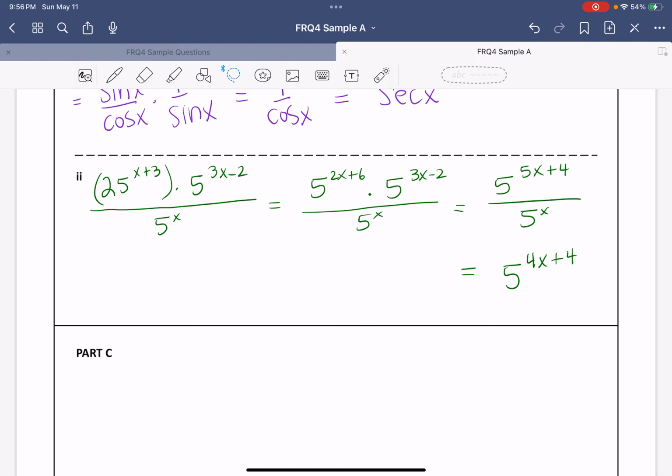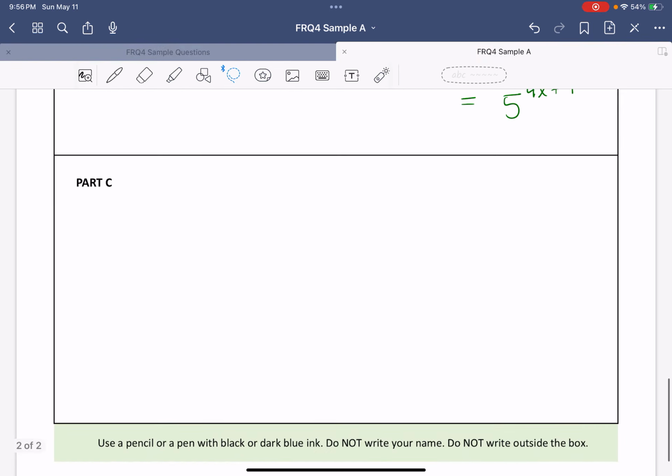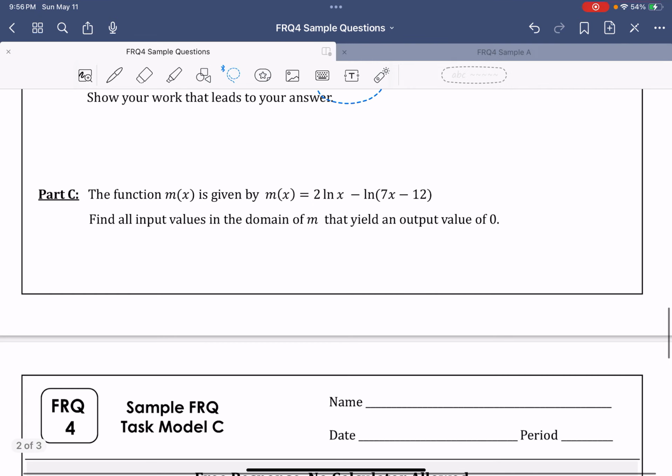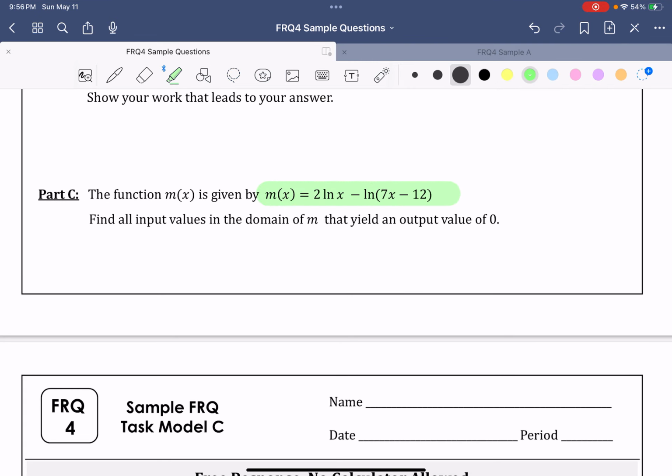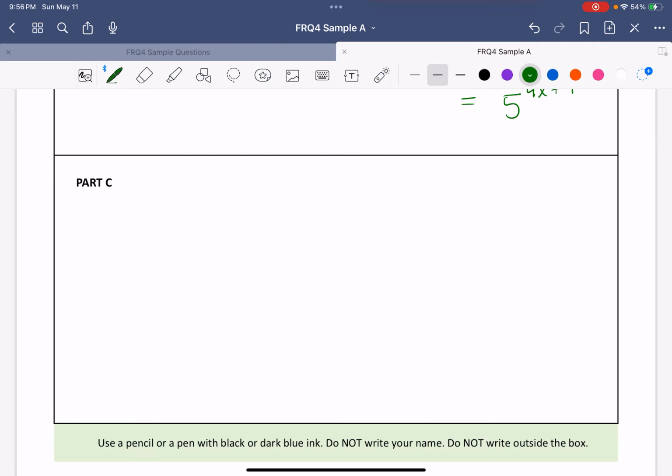Okay, and then last part C. The function m of x is given by, and they give us our equation here. Find all input values in the domain of m that yield an output value of 0. Okay. So output correlates with y. So basically they want to know when it equals 0. So I'm going to write that down.